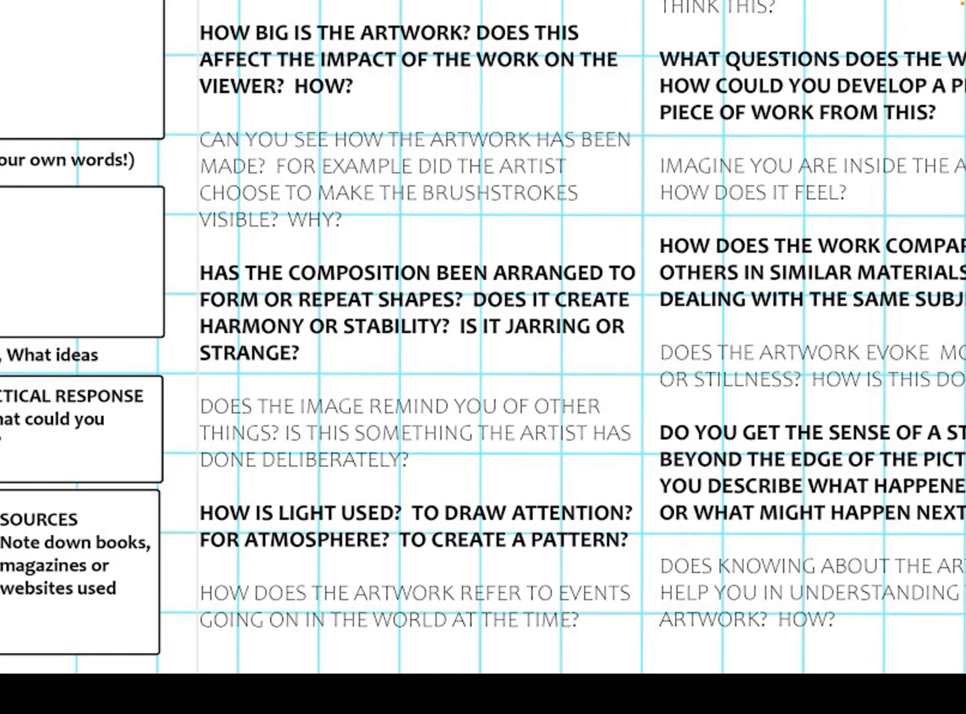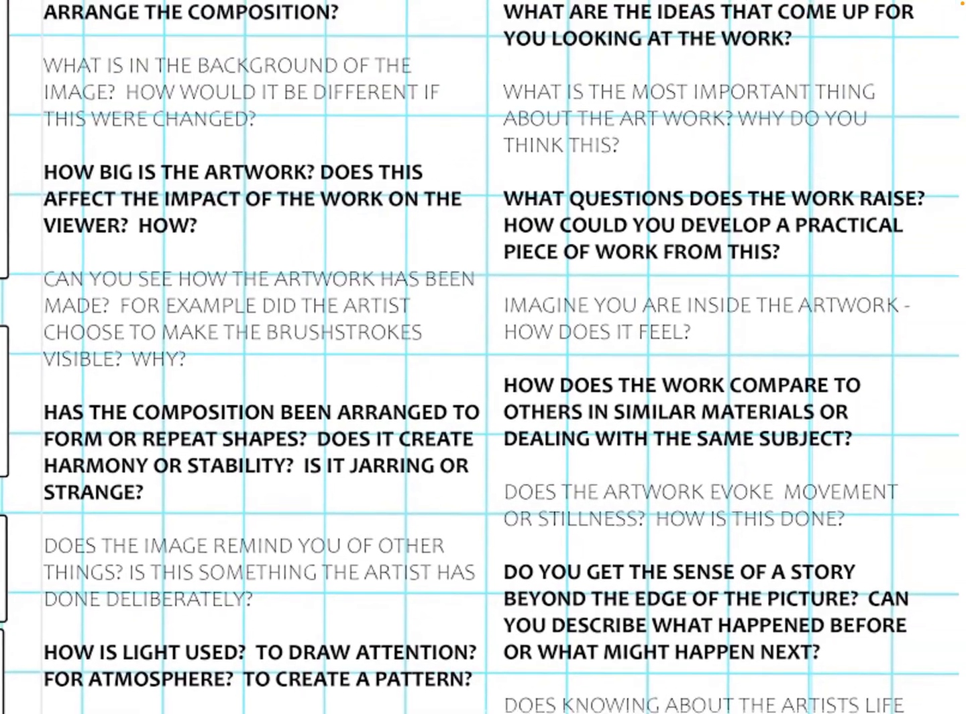How does the artwork refer to events going on in the world at the time? For instance, if a painting was painted during World War One, it may have influenced the artist themselves. Was it done during apartheid? Was it done during the 1980s? There'll be elements around the world and world history at the time which may have an influence on why that artist has done the work they have.